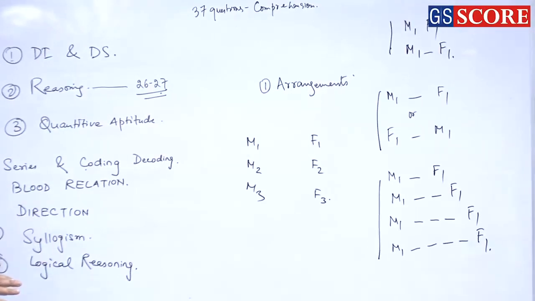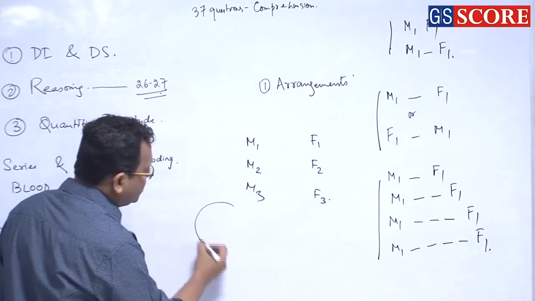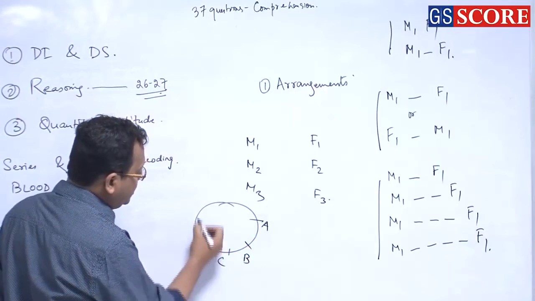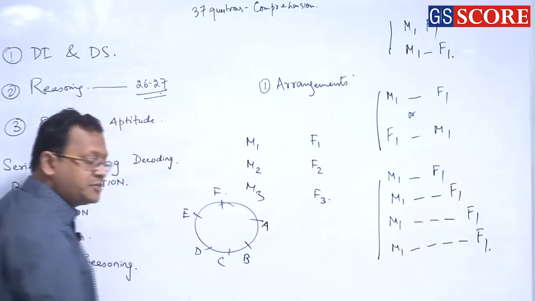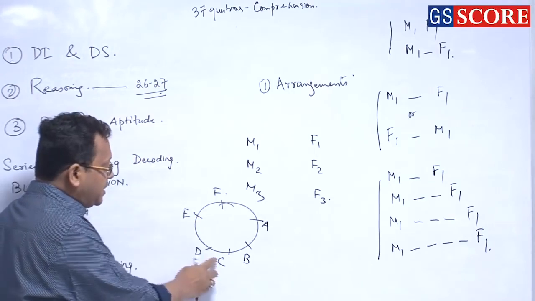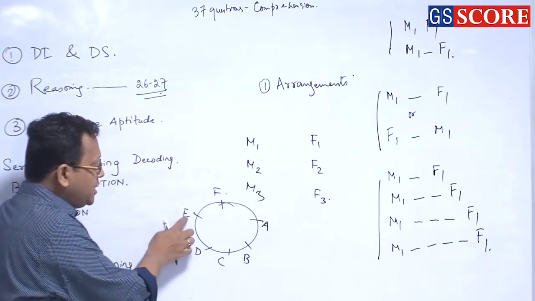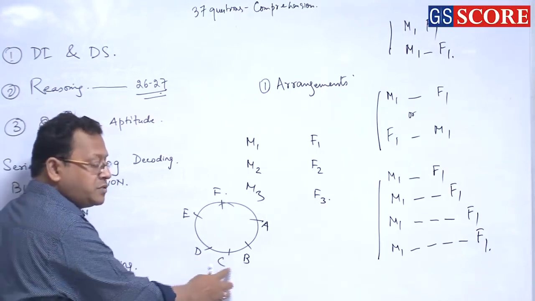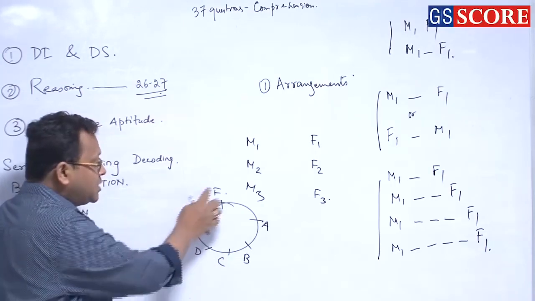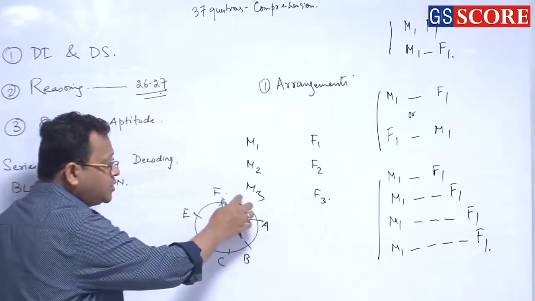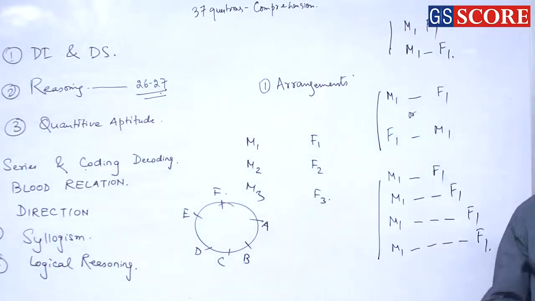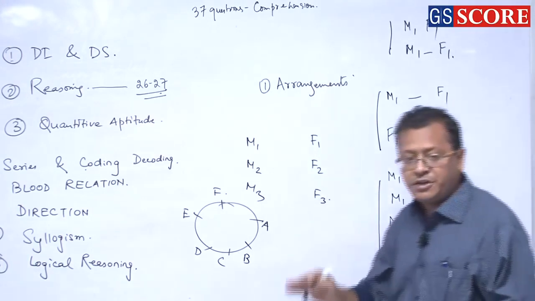Arrangements can be linear as well, arrangements can be circular as well, right? So if a circular arrangement is considered, if I say A, B, C, D, E, F, 6 people are sitting over here. We can say that D is to the left of C, E is to the left of D. We can also say C is to the right of D, B is to the right of C. So when you move leftwards, you move clockwise. When you move rightwards, you move anti-clockwise. This you can remember in the circular arrangement kind of question. So arrangements can be linear as well as circular.